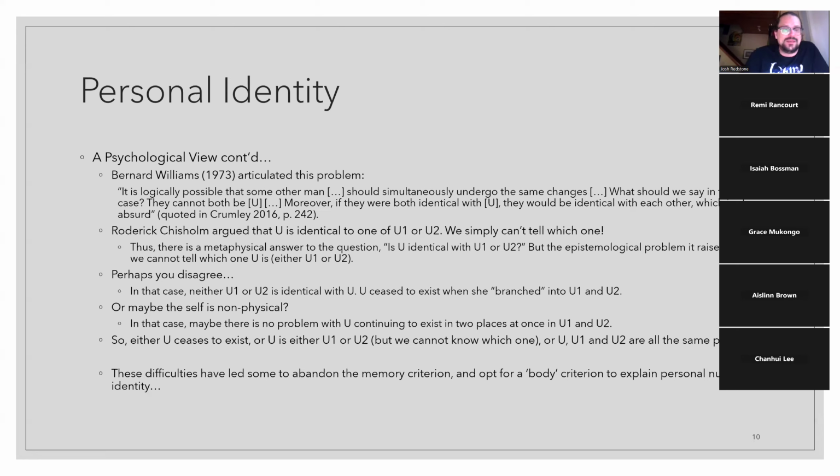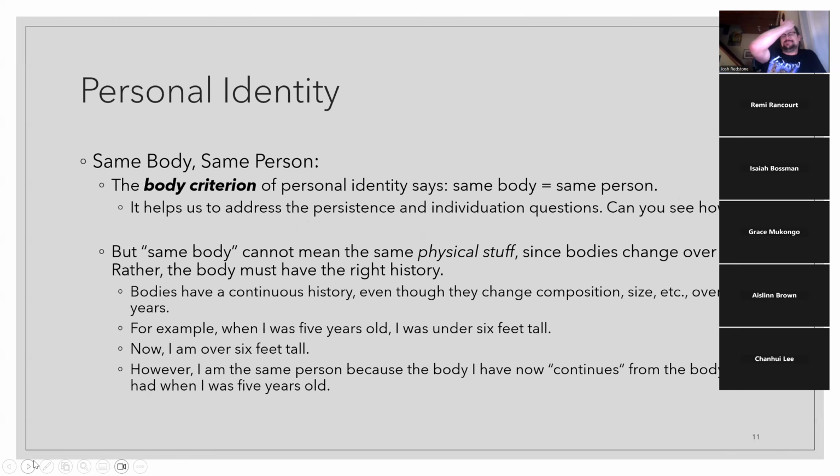Yeah, he's just saying this is absurd. And this is why, because it's so confusing. If we go with the memory criterion, then okay, but what happens if I'm duplicated? The fission problems highlight the issues with the memory criterion. So that's why some opt for a body criterion instead to explain personal numerical identity.